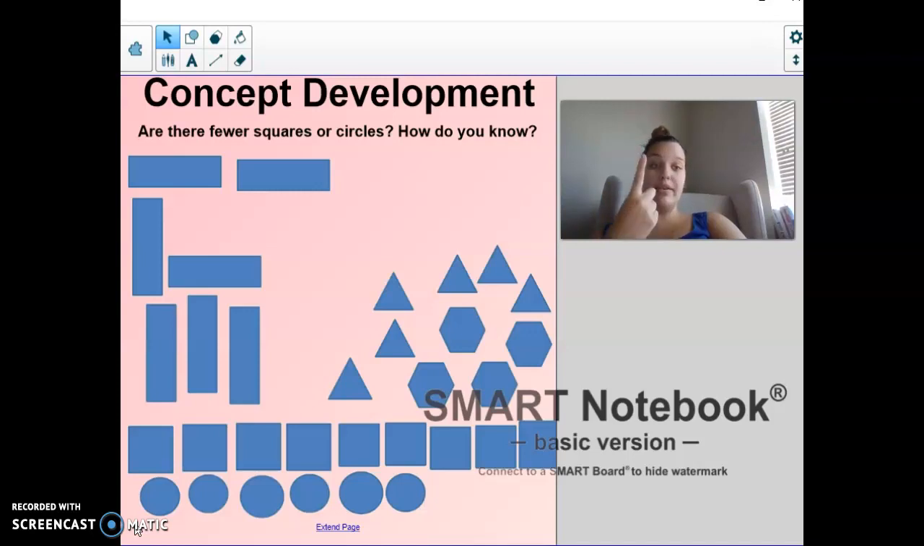If you think there are fewer squares, put your hand on your nose. If you think there are fewer circles, put your hand on your head. If you put your hand on your head and said circles, you are correct. There are less circles than there are squares. I can tell this just by looking at my picture. Since it's organized and lined up, I can tell that there are less circles than there are squares. How many more squares are there than circles? We can count, right? 1, 2, 3.